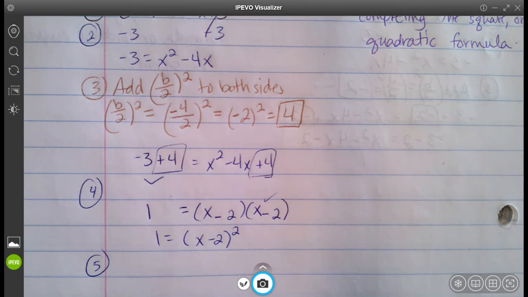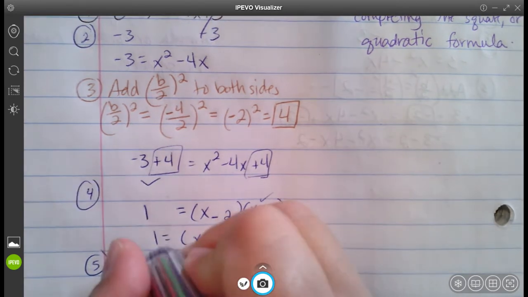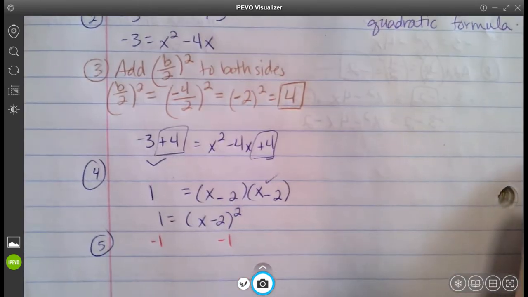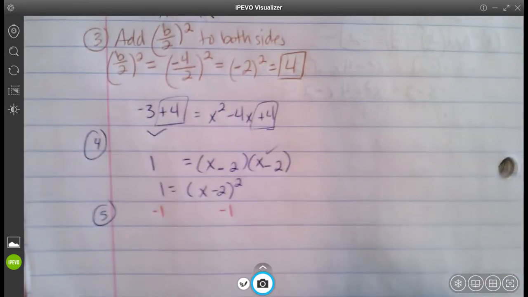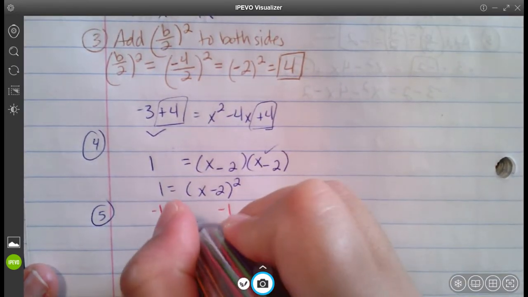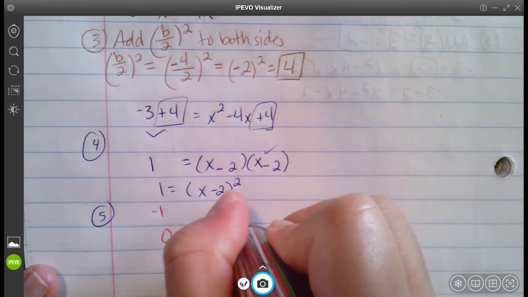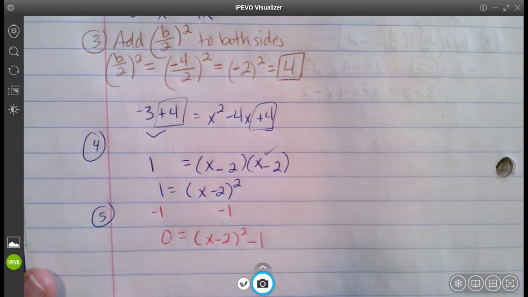Step number 5 is to move the constant back over. So I'm going to go ahead and do that next. I'm going to subtract 1 in this case to move that constant. And that gives me 0 is equal to x minus 2 squared minus 1.